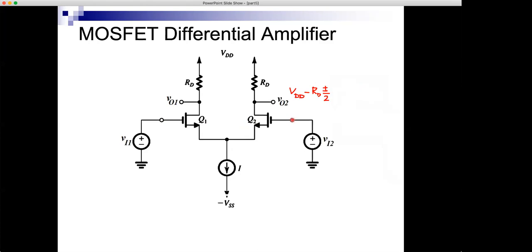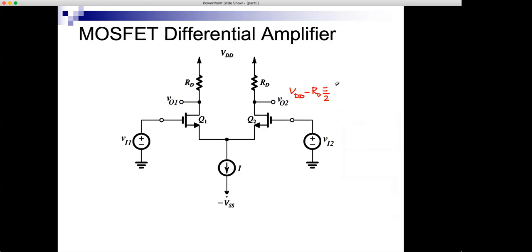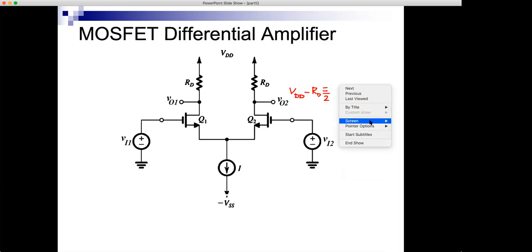If you think about it, the perfect symmetry is still there. So it's still symmetrical, and therefore the analysis that we just did when this is 0 and this is 0 still applies. When this is 1 and this is 1, I still have perfect symmetry, and this current will still be I over 2. This current will still be I over 2, and the output voltage will still be VDD minus RD times I over 2.